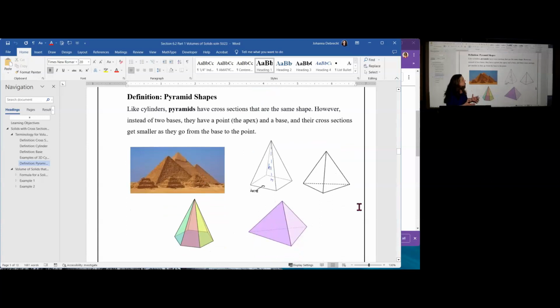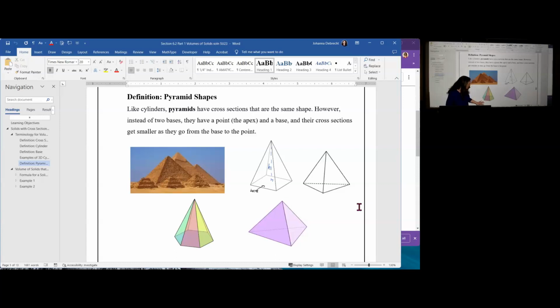Like cylinders, pyramids have cross sections that are all the same shape, but they're not the same size. As we saw in the introduction, if you take a square-based pyramid and slice parallel to the square, you still get squares as you move up, but they get smaller in area. The one next to it looks kind of like maybe a right triangle. Again, if you slice parallel to it, you'll still get right triangles, but they will be smaller as it gets closer to the point.